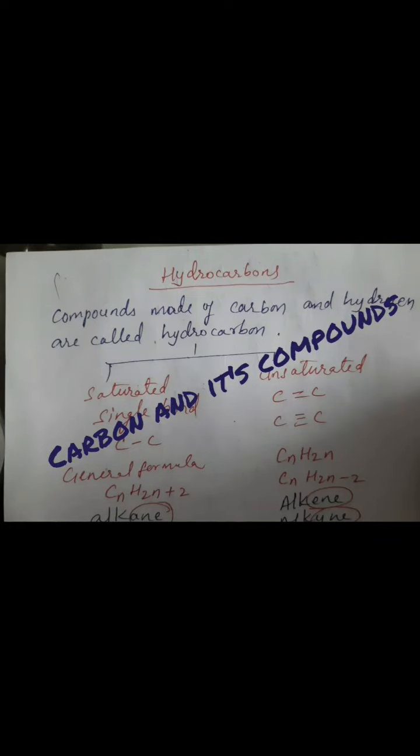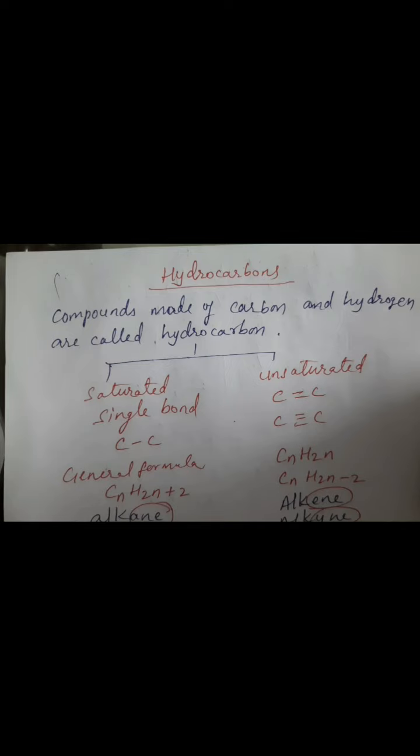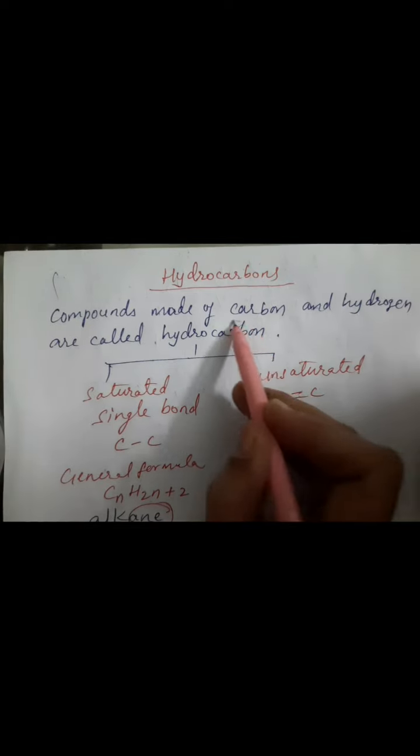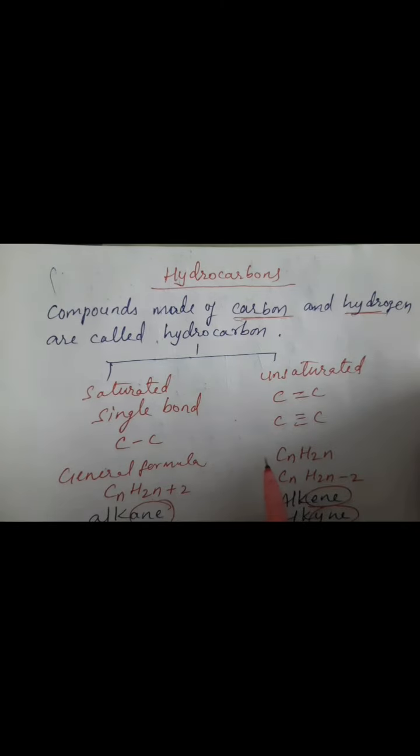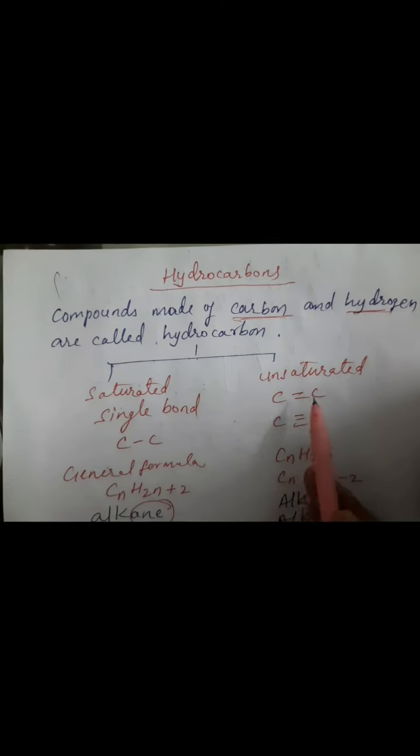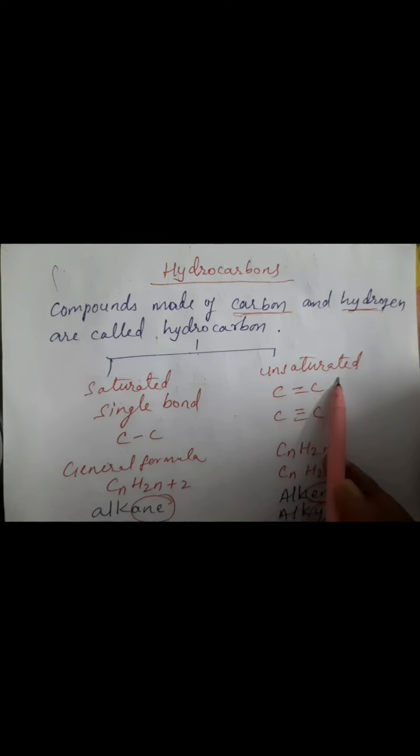Today let's start with hydrocarbons, carbon and its compounds of standard 10th. So why do we call them hydrocarbons? As the compounds are made up of carbon and hydrogen, we call them hydrocarbons. Now hydrocarbons are of two categories. They are saturated hydrocarbons and unsaturated hydrocarbons.